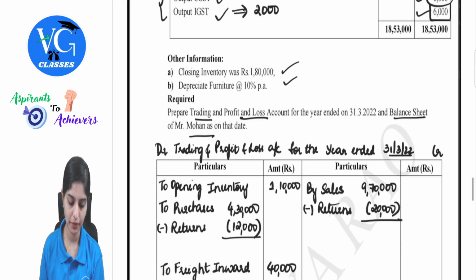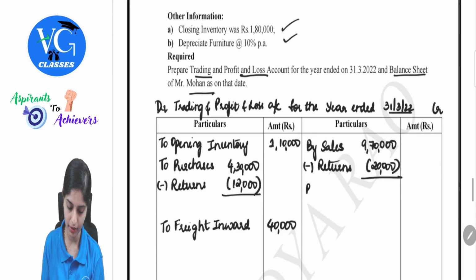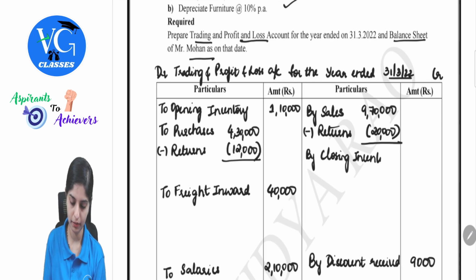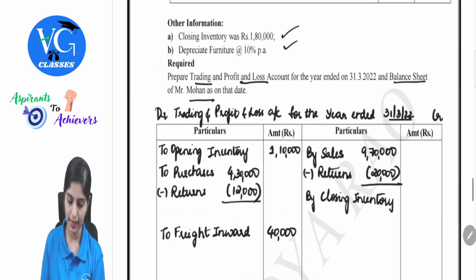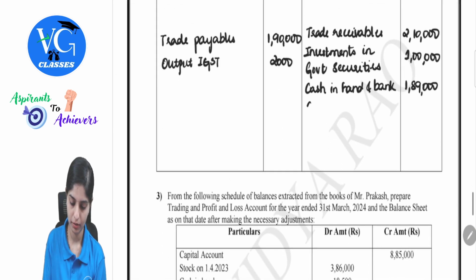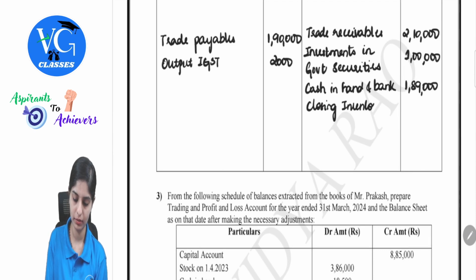Then other information, we have closing inventory. So we will record it in the trading account by closing inventory 1,80,000. One more, it comes in the balance sheet. Closing inventory 1,80,000.